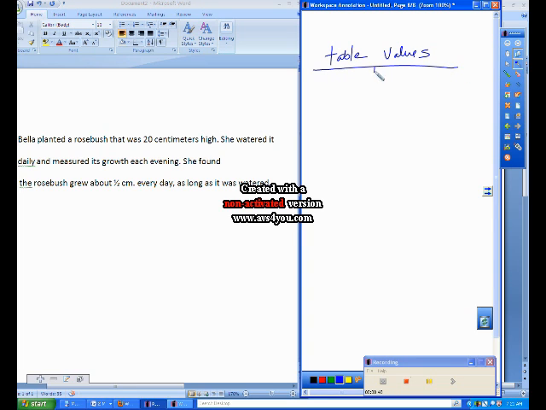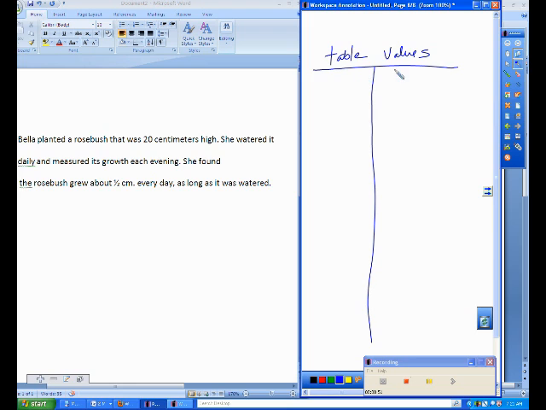And when you have a table of values, you're going to have your two variables going on here. Our two variables are, first of all, height, obviously, because she measures the height every day. And the other variable is the amount of time that passes, so the amount of days that go by, because she measures it every day.